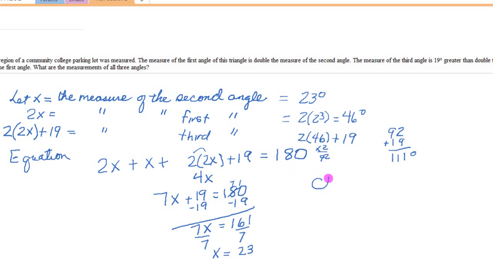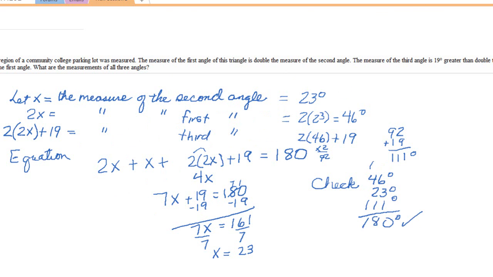Now let's check that. The check will be that if I add angle number 1, 46 degrees, angle number 2, 23 degrees, and angle number 3, 111 degrees, they should add up to 180 degrees. So 6 plus 3 plus 1 is 10. Carry the 1. And then we have 5, 6, 7, 8. Look at that, 180 degrees. So that checks. You would want to finish your word problem here by writing a conclusion statement.